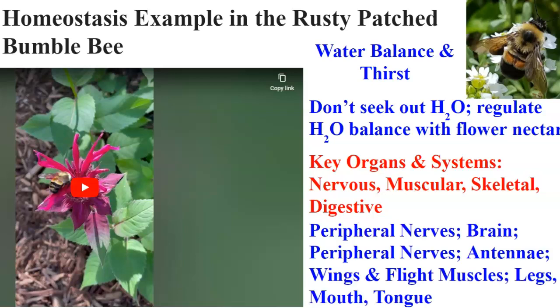So peripheral nerves will be involved, taking that information to the brain, and then the brain is going to send out a message to respond, interacting with the antenna, the wings, the flight muscles, the legs, the mouth, the tongue. And so these are the different parts of the bee that will be involved.